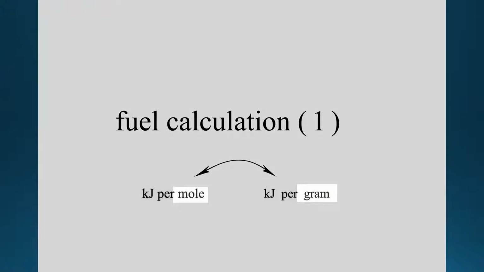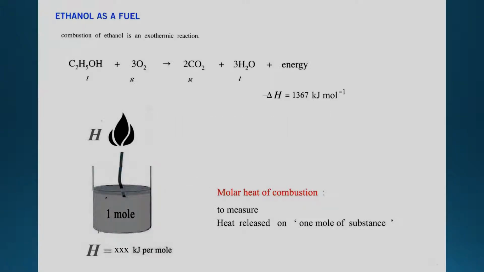Fuel calculation. Ethanol is a fuel, and when you burn ethanol, it is an exothermic reaction. Exothermic reaction means it releases energy. Ethanol combined with oxygen, when you burn it, gives carbon dioxide and water, with energy release.